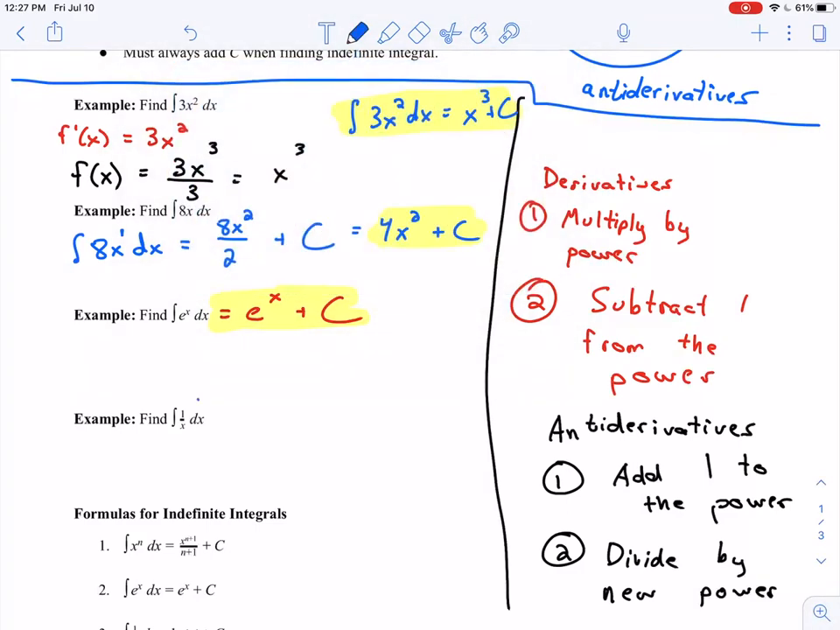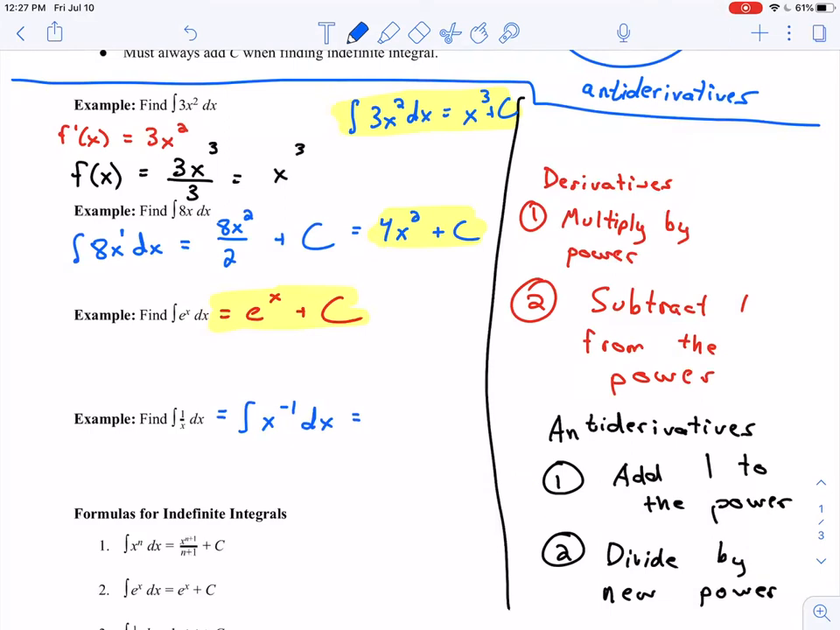Next, I want to find the indefinite integral of 1 over x dx. This one's a little bit tricky. If I'm looking at that problem, I say, you're trying to trick me, Mr. Huber, but I'm too smart. I'm going to rewrite this with a negative exponent, so x to the minus 1 dx, and then I'll say, okay, I've got to do these two steps, right? I've got to add 1 to the power, and then I've got to divide by that power.